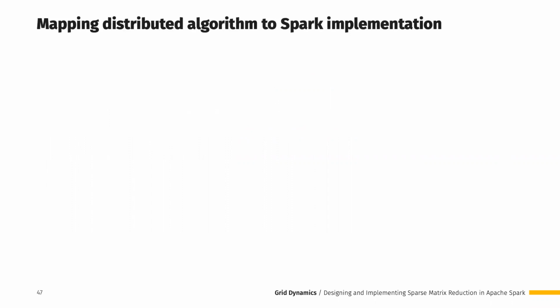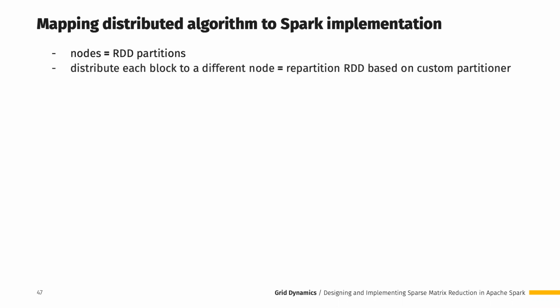So how to translate what was in the pseudocode of the distributed algorithm to the Spark implementation? First of all, in pseudocode, nodes are going to be RDD partitions. So in pseudocode nodes, here we will be talking about partitions. In pseudocode, distributing each block to a different node is going to be a repartition of the RDD based on a custom partitioner.